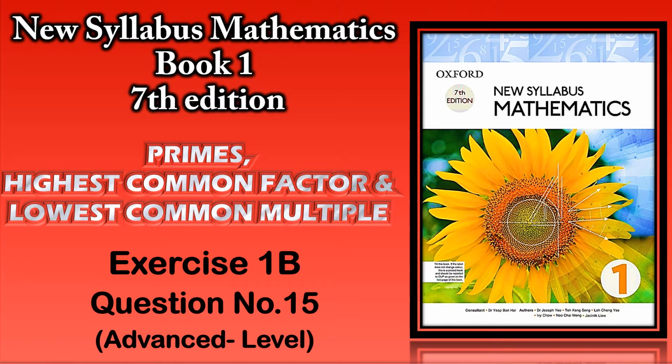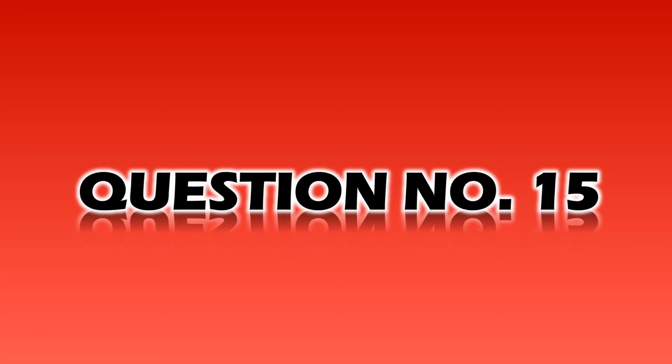New Syllabus Mathematics Book 1, 7th edition, Chapter 1: Primes, Highest Common Factor and Lowest Common Multiple, Exercise 1B, Question number 15, Advanced Level. Question number 15.